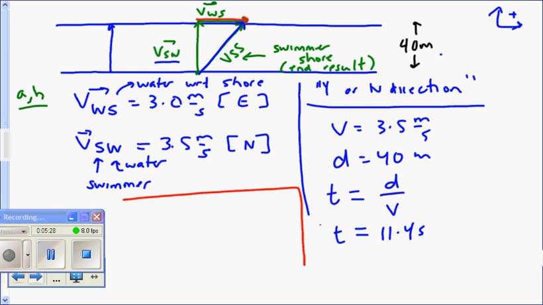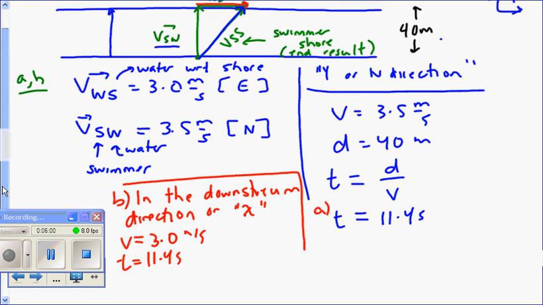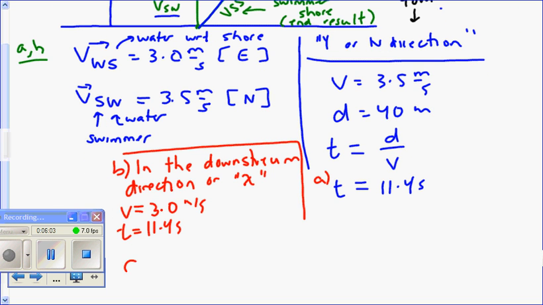So for part B, this is part A. In part B, in the downstream direction, or X direction, his velocity is not any of his own velocity, it's entirely the velocity of the water carrying him downstream. So the velocity is going to be 3 meters per second, and the time is how long it takes him to cross, which is 11.4 seconds. Therefore, D equals VT, and it ends up being 34.3 meters.